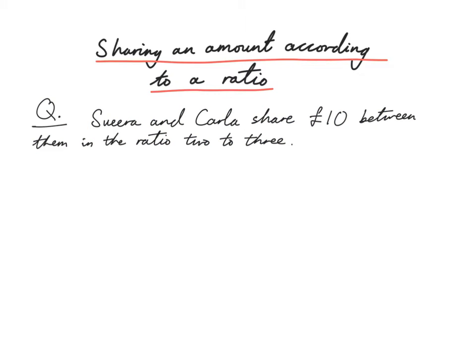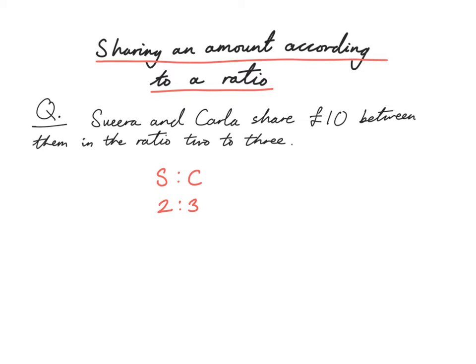So here we have a question where we are sharing an amount according to a ratio. The question is, Suera and Carla share £10 between them in the ratio 2 to 3. How do we do this question? Well, first of all, we need to write their respective ratios. If we let S represent Suera and C represent Carla, Suera to Carla, the ratio is 2 to 3.